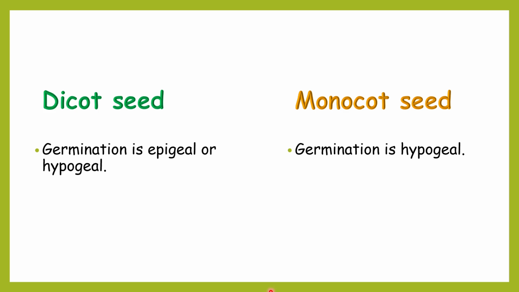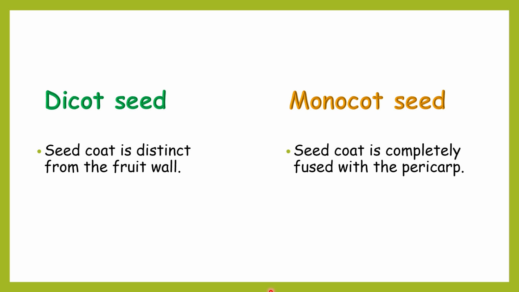In the dicot seed, the germination is epigeal or hypogeal. When the germination takes place above ground, we call it epigeal, and when the germination of the seed takes place below the ground, we call it hypogeal. In the monocot seed, the germination is hypogeal, and in the dicot seed, the germination can be epigeal or hypogeal. In the dicot seed, the seed coat is distinct from the fruit wall, but in the monocot seed, the seed coat is completely fused with the pericarp.